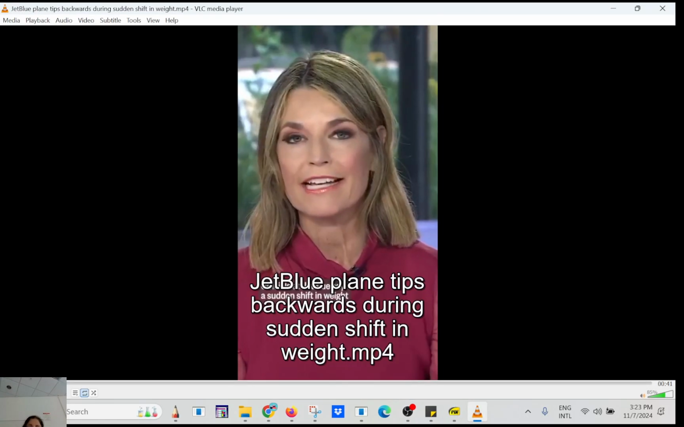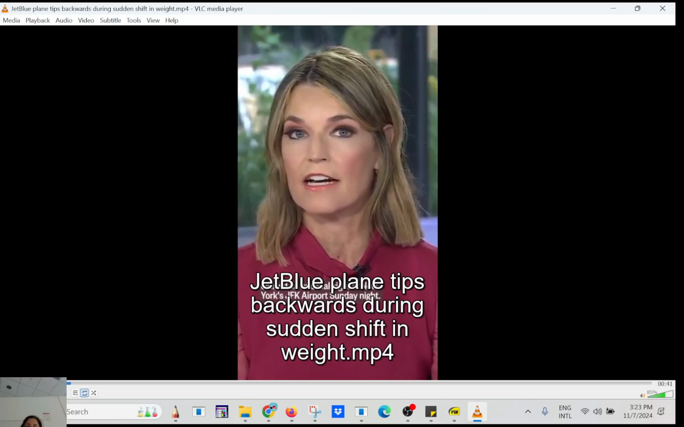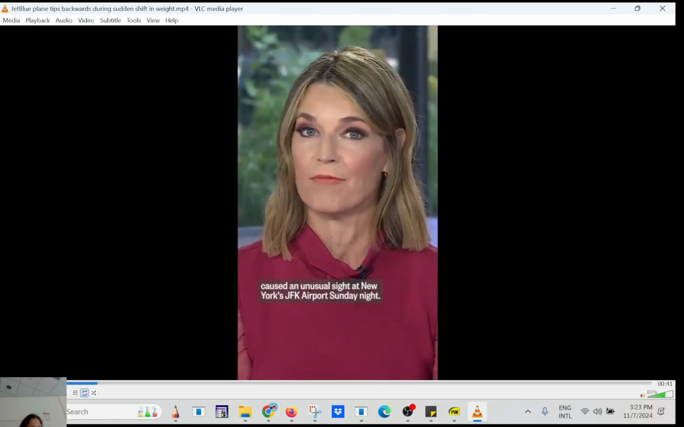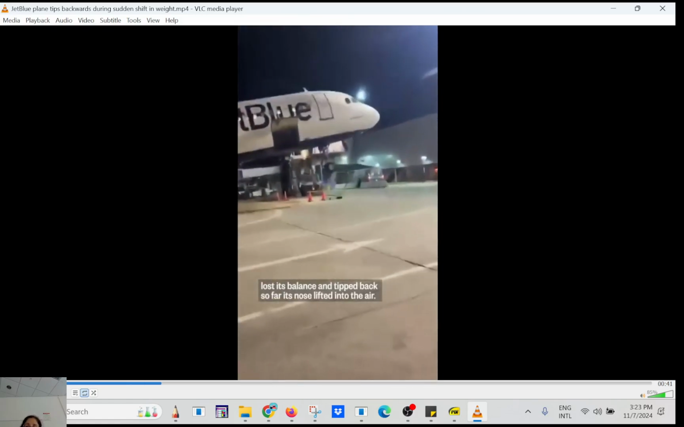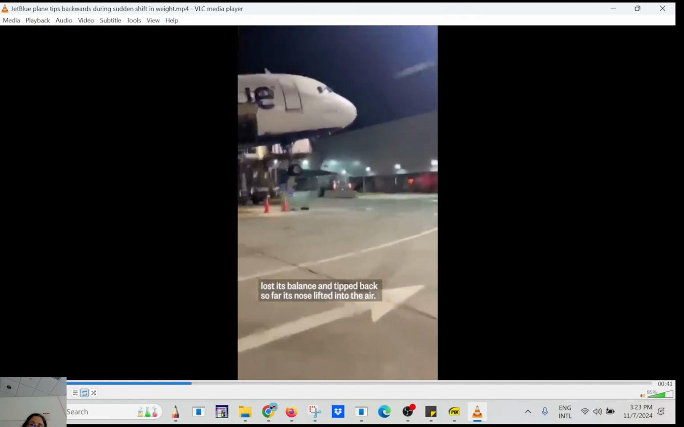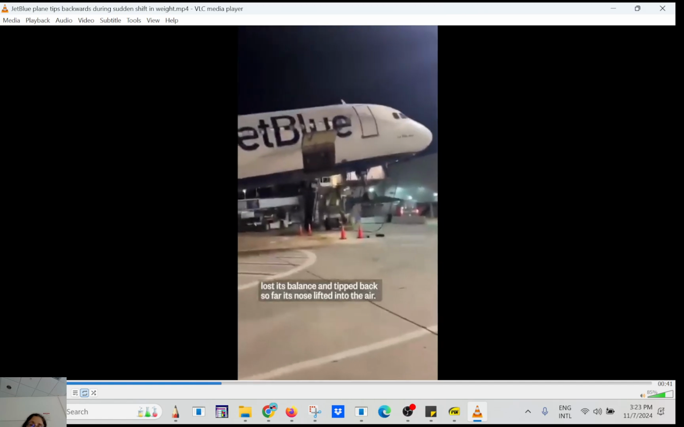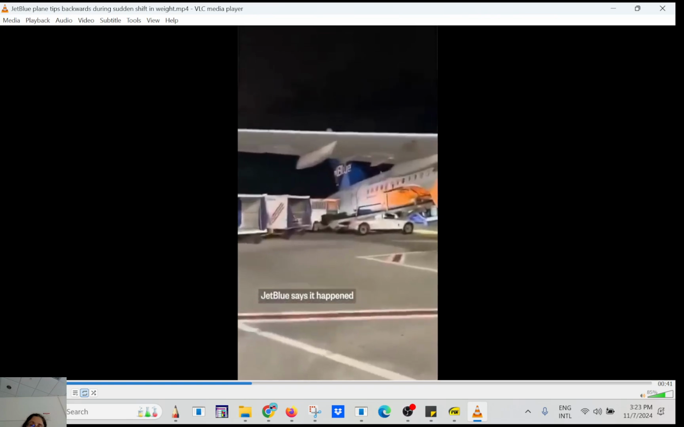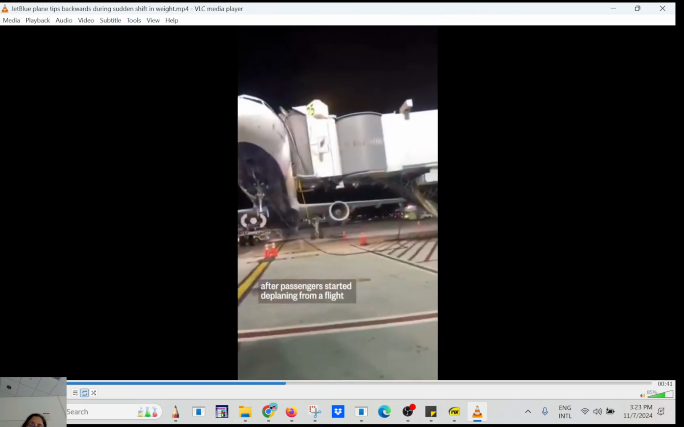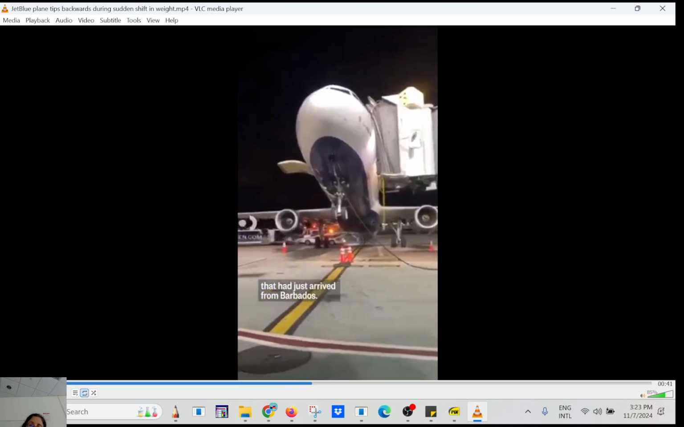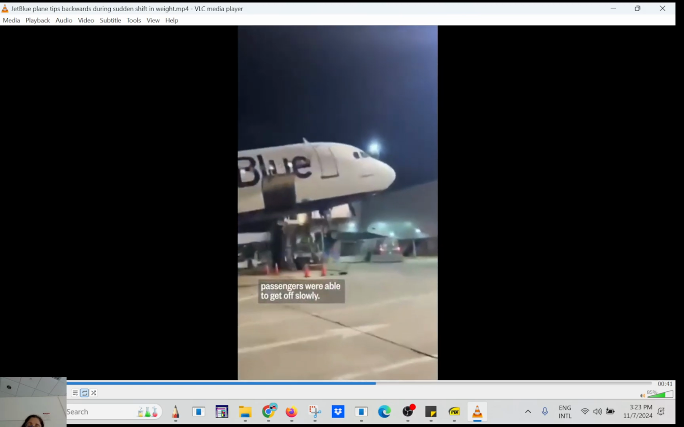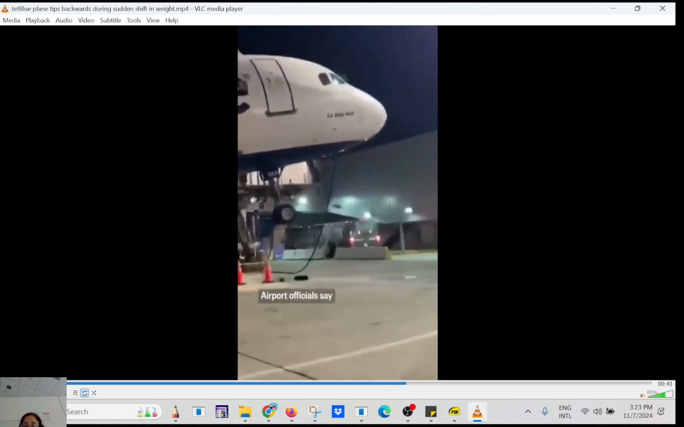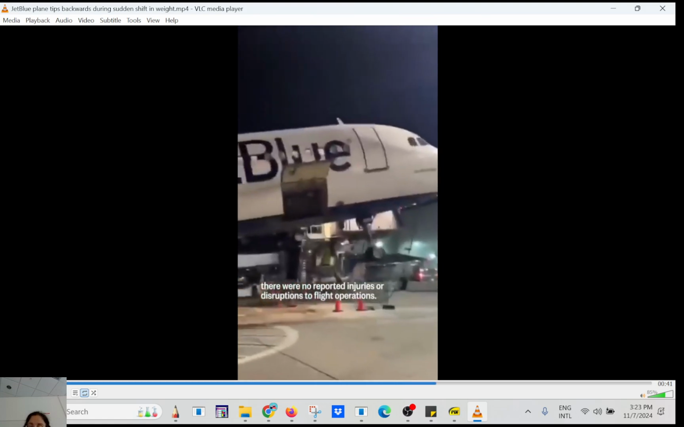Officials at JetBlue say a sudden shift in weight caused an unusual sight at New York's JFK Airport Sunday night. A plane at the passenger gate lost its balance and tipped back so far its nose lifted into the air. JetBlue said that happened after passengers started deplaning from a flight that had just arrived from Barbados. Once the plane leveled out again, passengers were able to get off slowly. Airport officials say there were no reported injuries or disruptions to flight operations. The plane was taken out of service.